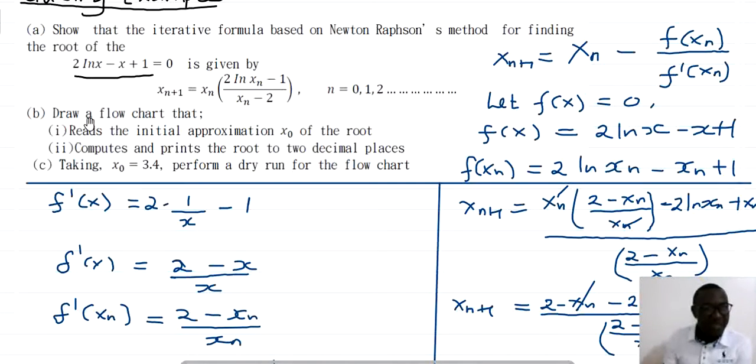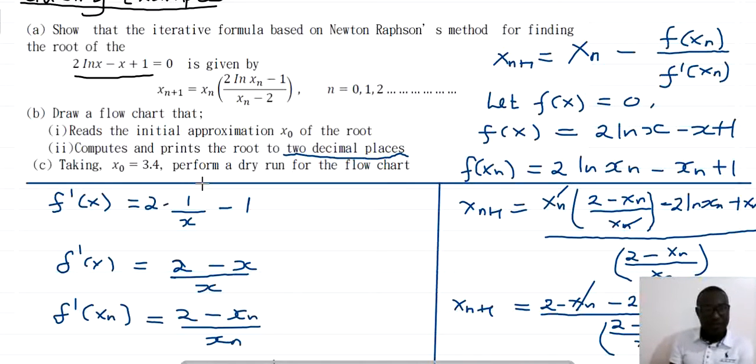Part B, they need us to draw a flow chart which reads the initial approximation x naught of the root, and computes and reads the root to 2 decimal places. So that is what we are going to work on. Very important here to note, because this here makes us decide whether we should continue dry running or not.